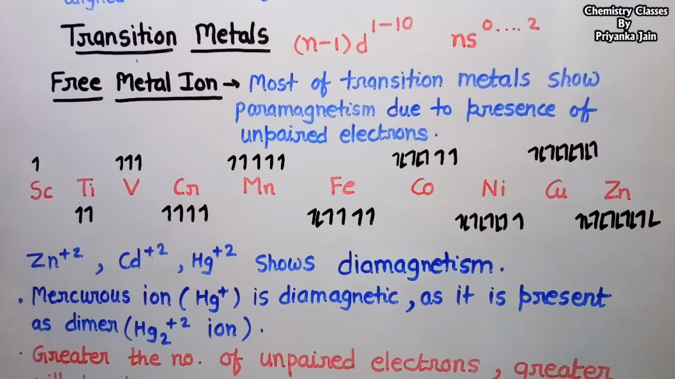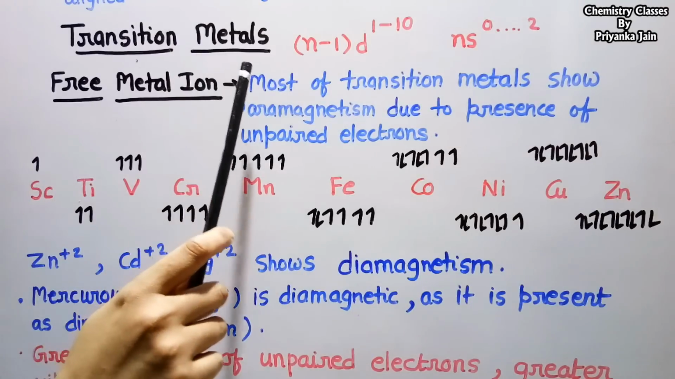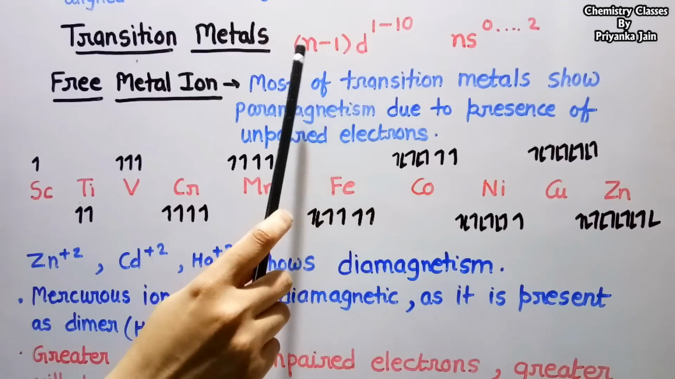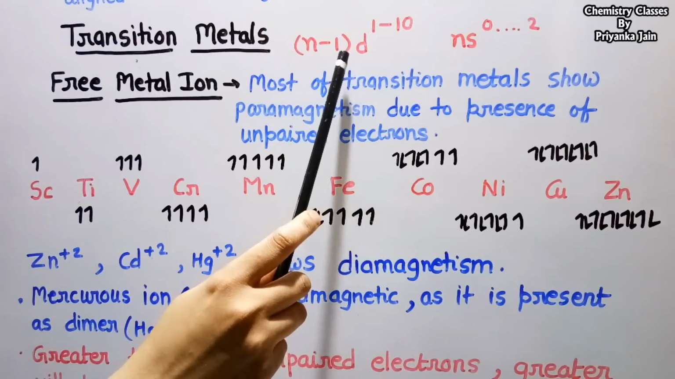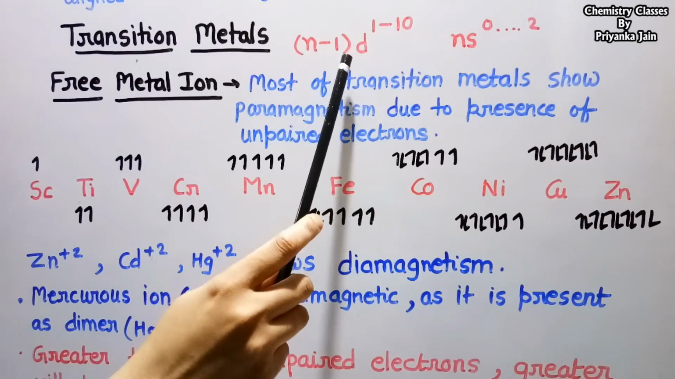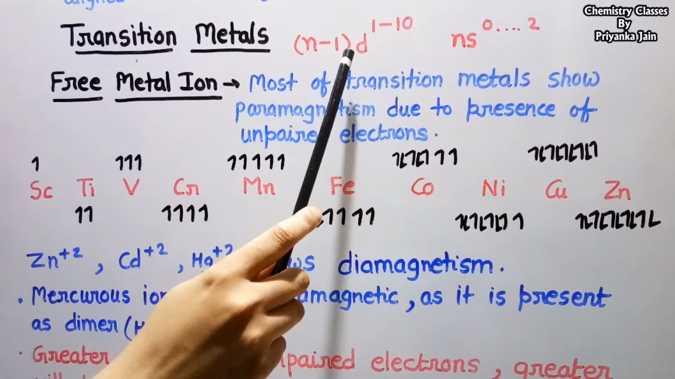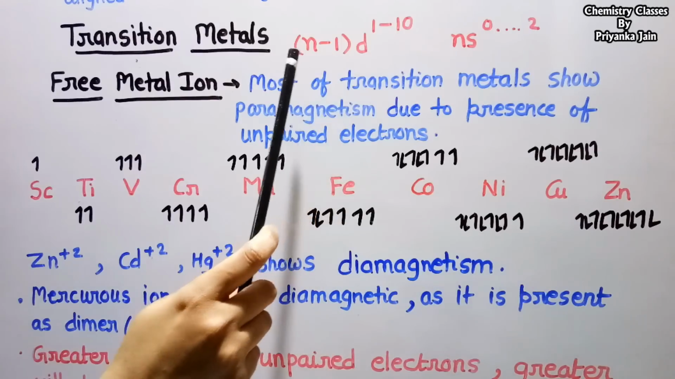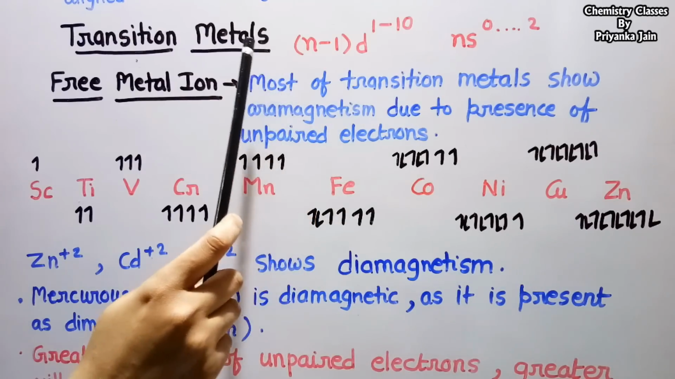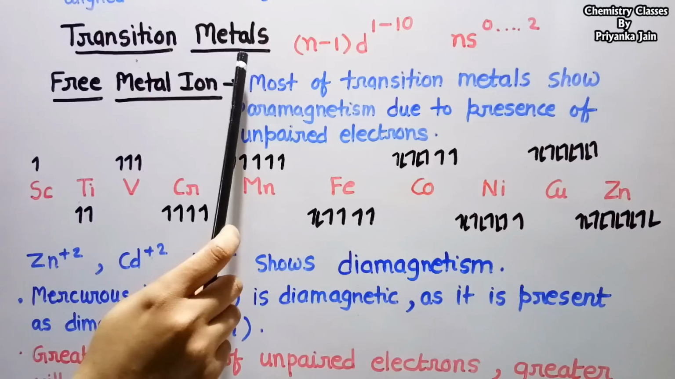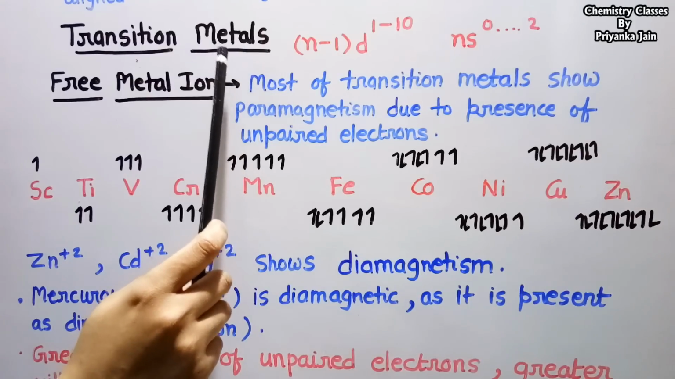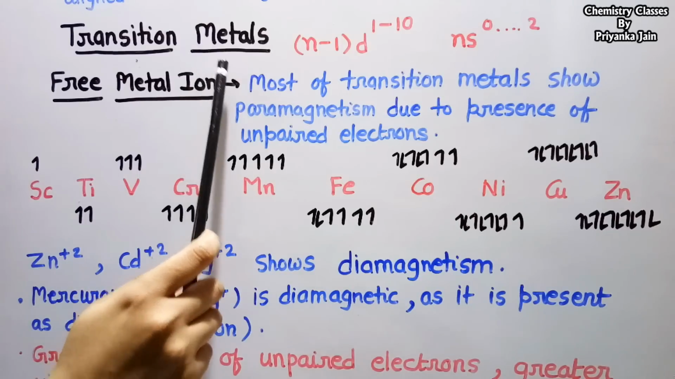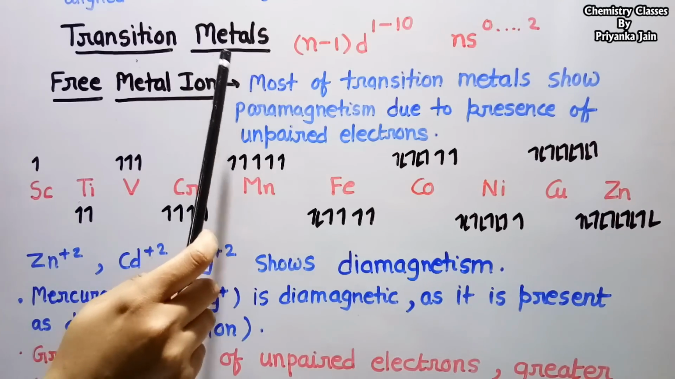Now we come to the magnetic property of the transition metals. This is the electronic configuration of transition metals. As we know, in transition metals, the electrons are filled in the penultimate d orbital, and these are the electrons that decide the magnetic property of the transition metals. It should also be noted that in the case of transition metals, the magnetic property greatly differs when it is in the free state or in the elemental state, or when it gets complexed with the ligands.